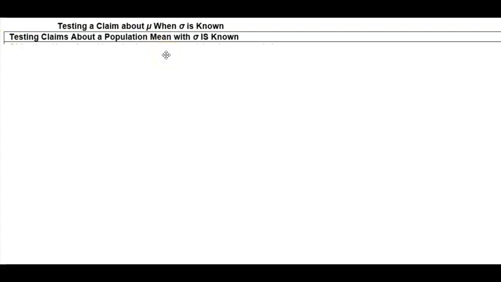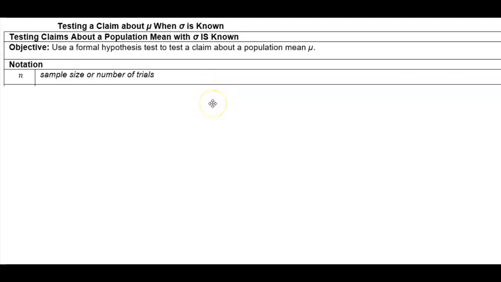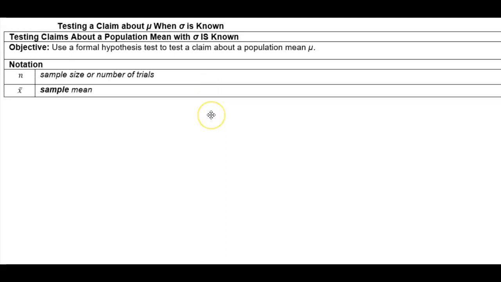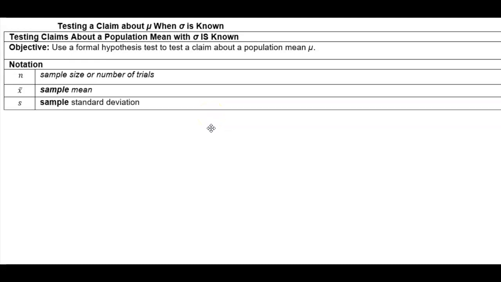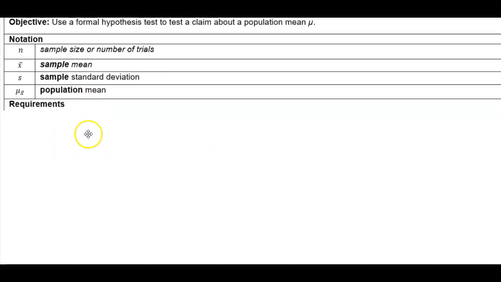Testing a claim about the population mean when the population standard deviation is known. So the objective, we're going to use a formal hypothesis test to test a claim about a population mean. So the notation: n is the sample size or the number of trials, x bar is the sample mean, lowercase s is the sample standard deviation, and mu is the population mean of the sample means.